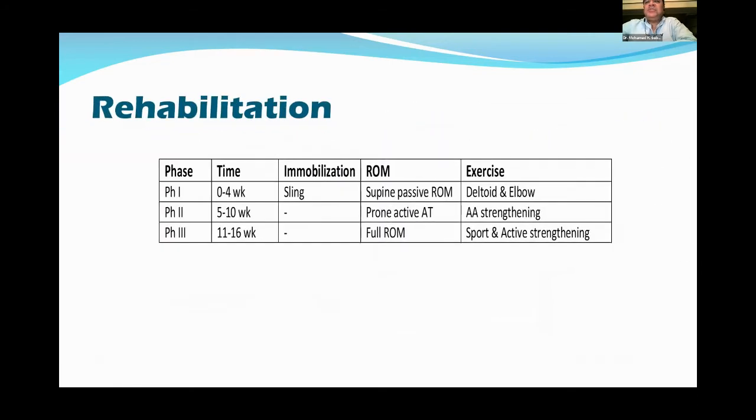Then we put a sling for 3 to 4 weeks with supine passive range of motion, deltoid and elbow exercises. Phase 2, we remove the sling and we start active range of motion. And phase 3, we start full range of motion with a sport accelerated program.